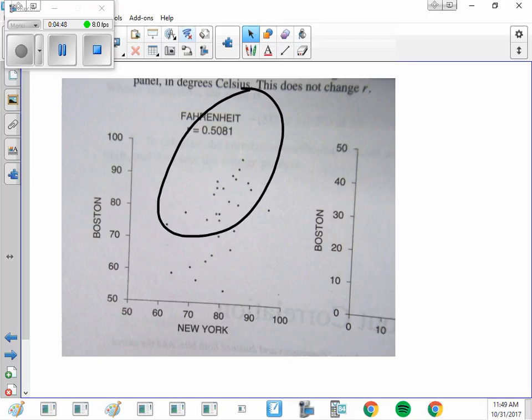Wow, I killed the smartboard. That? Huh.